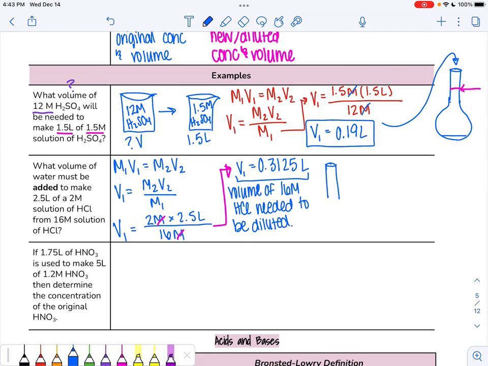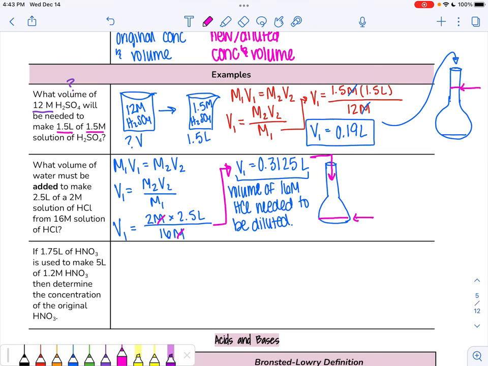So here's my volumetric flask, garbage. Let's make this look at least a little bit better. Okay, garbage, but better garbage, pretty garbage. All right, so what I'm doing here is I'm adding in 0.3125 liters of my concentrated acid. But I know that I need a 2.5 liter solution. So that means the rest of this has got to come from added water.